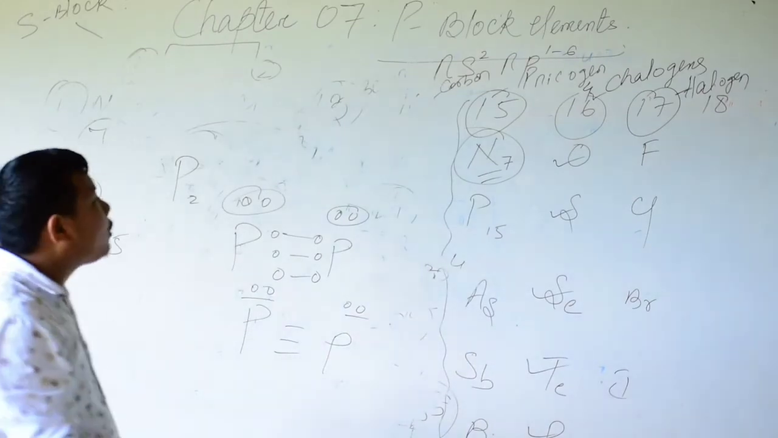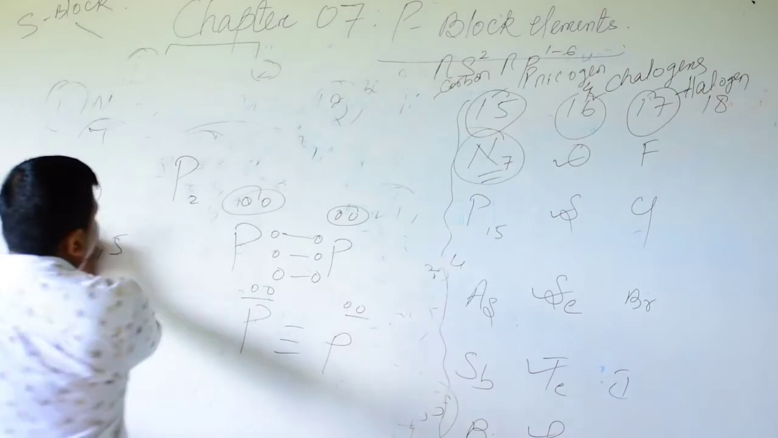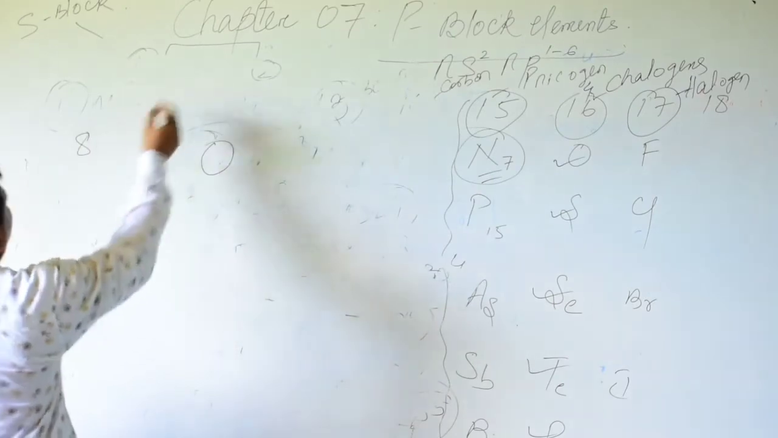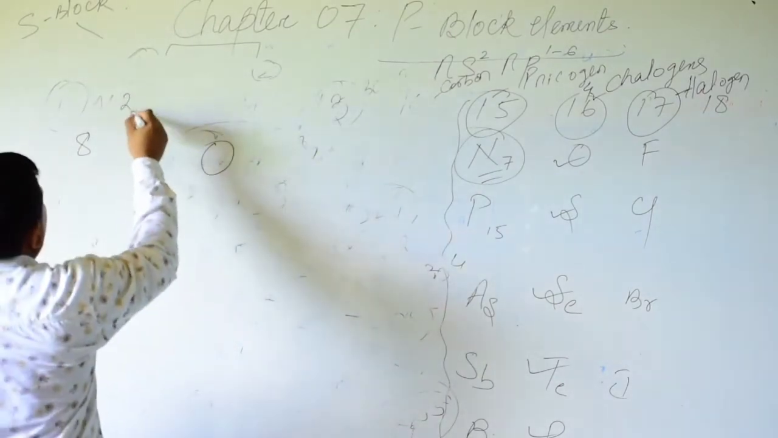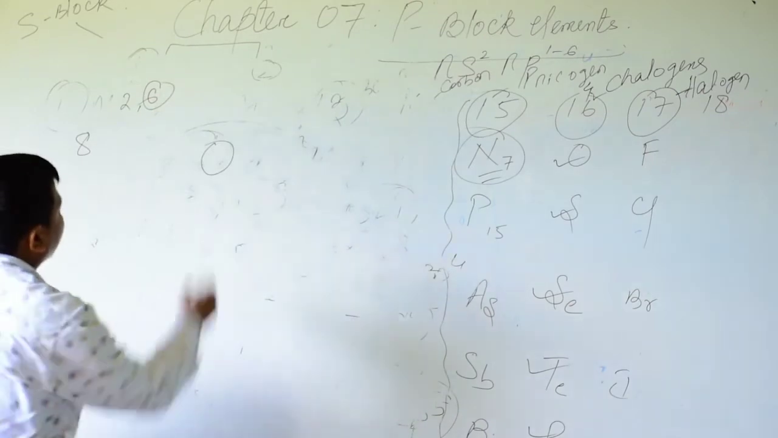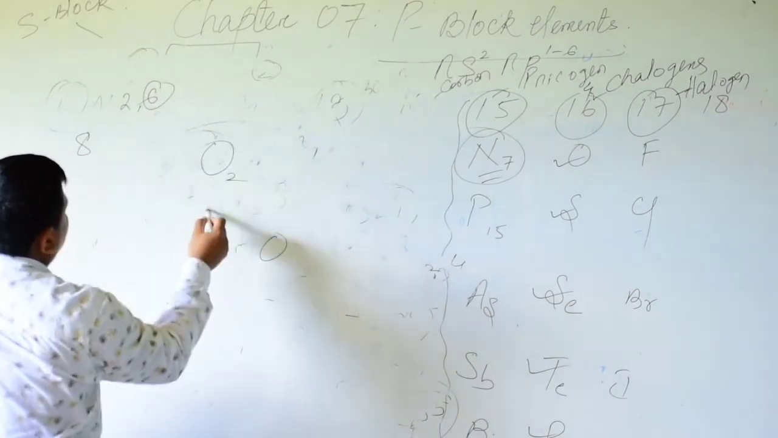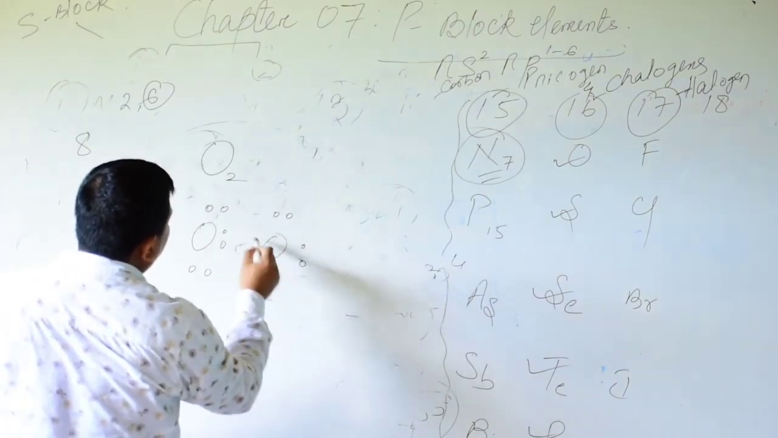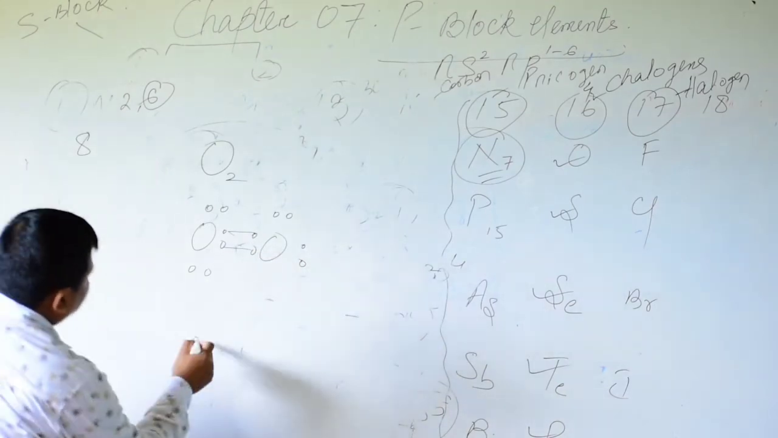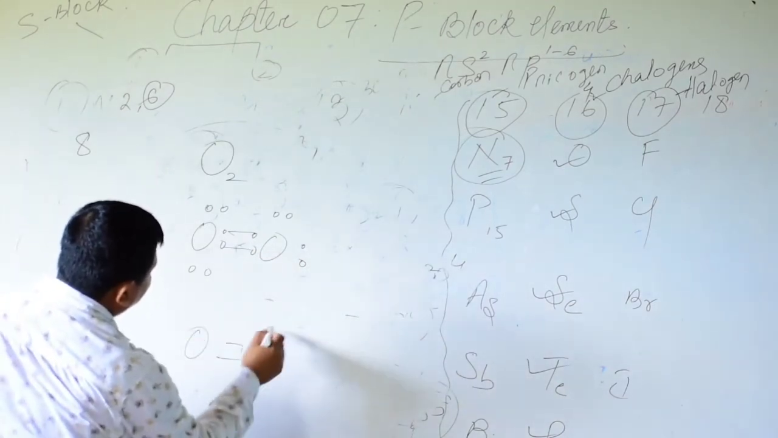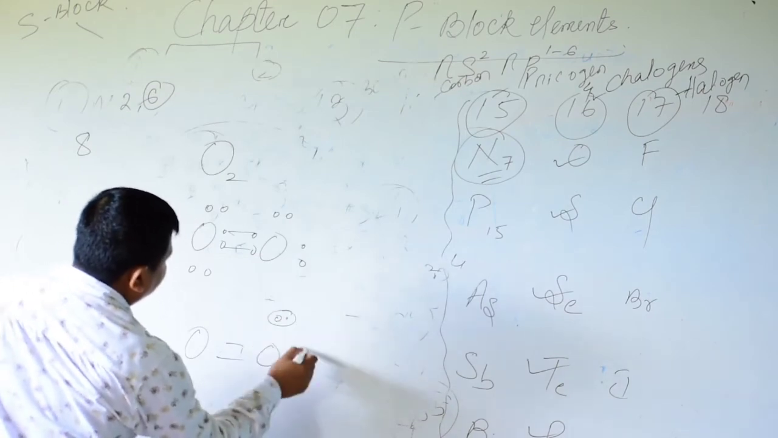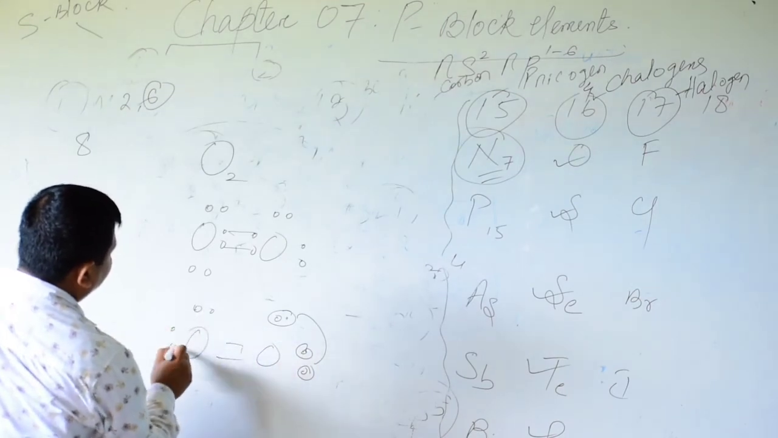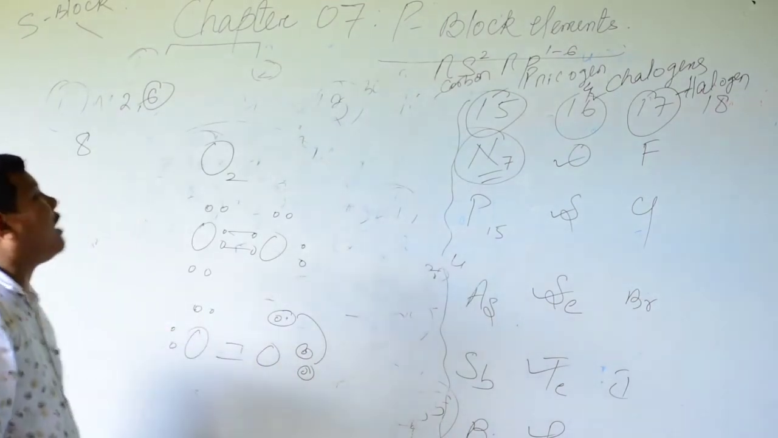Now let's go to the dot structure of oxygen. As we know, the oxygen atomic number is 8. Let's segregate in shells K, L: 2 here, 6. So the outermost shell is 6. O2, one O here, one O here, 1, 2, 3, 4, 5, 6 on each. So the dot structure of oxygen becomes a double bond, and we have 2 lone pairs on each oxygen.